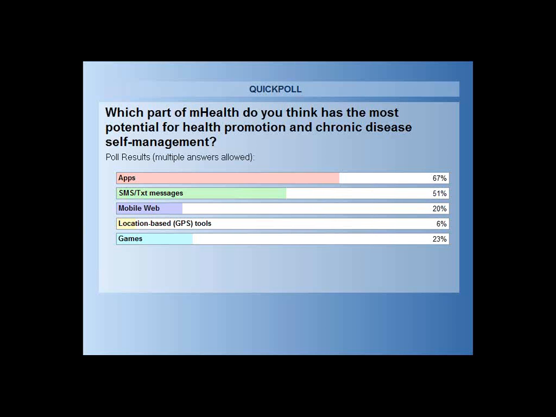All right, interesting. So two-thirds of you have said that you think apps have the most potential. Were people able to check more than one? I guess so, because it adds up to more than 100. So about 67% said apps, about half said text messaging, 20% mobile web, 6% location, 23% games. Very interesting. All right, folks, well, that's great. So keep that in mind as we go through the next set of slides where I talk about each of these platforms, and think about whether you'll still agree with that number when we get to the end.